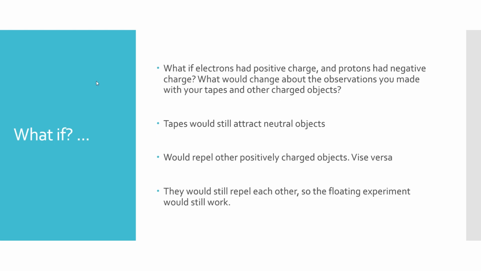And then a what-if question: what if electrons had a positive charge and protons had a negative charge? What would change about the observations you made with your tape and other objects? Tapes would still attract neutral objects. They would repel positively charged objects, and vice versa. They would attract negatively charged objects. But they would still repel each other, so the observations made during the actual experiment probably wouldn't change much, because they would still be the same charge, so they would repel each other.